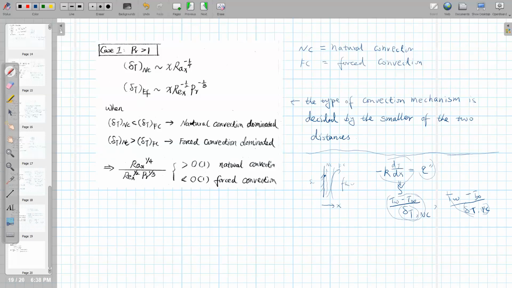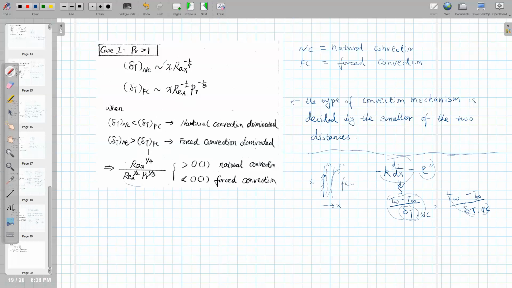You can compare this one with this one and regroup them, so you can call this correlation the Rayleigh number, Reynolds number, Prandtl number. If it is of order larger than 1, natural convection is important. If it is of order smaller than 1, forced convection is important. This is just substituting these two into these correlations and reorganizing them.